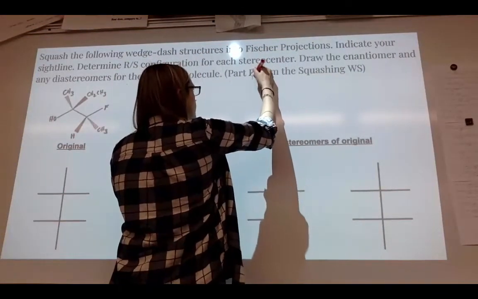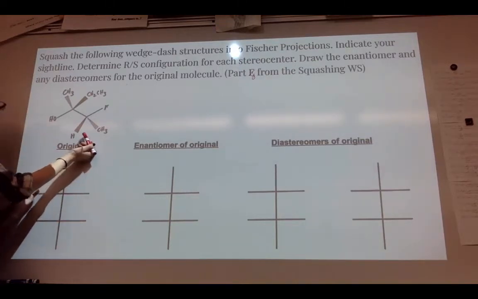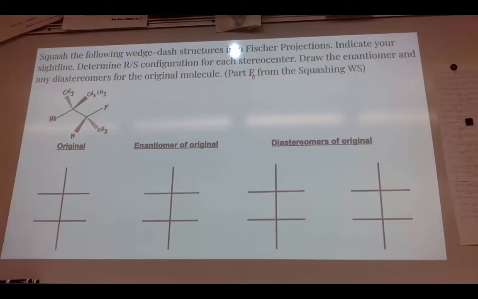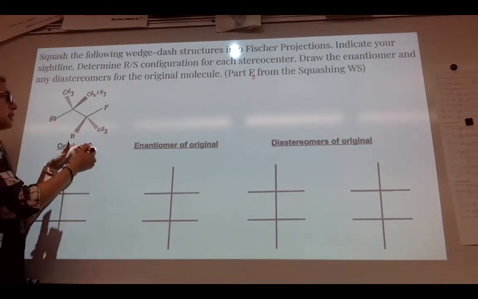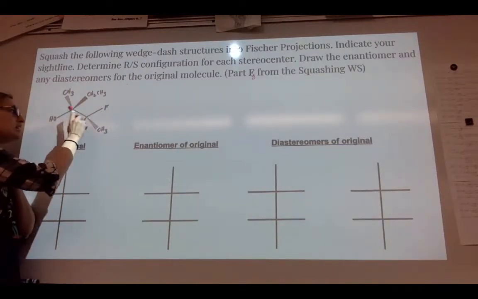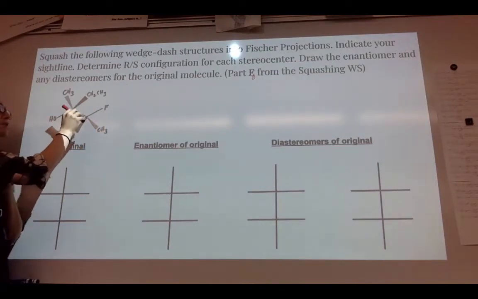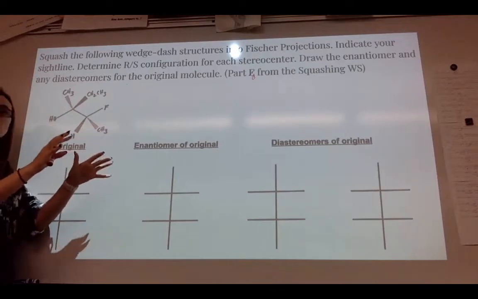Oh wait, this should say part B. I put part E on a separate slide. Part B of number 2 from the worksheet. The first thing it says is to squash the following wedge dash structures into Fischer projections and indicate your sight line. Remember, our sight line is always from the bottom right. When you are squashing a wedge dash structure into a Fischer projection, you always have to make sure that the substituents in the plane of the paper, the straight lines, are as far away from you as they can be.